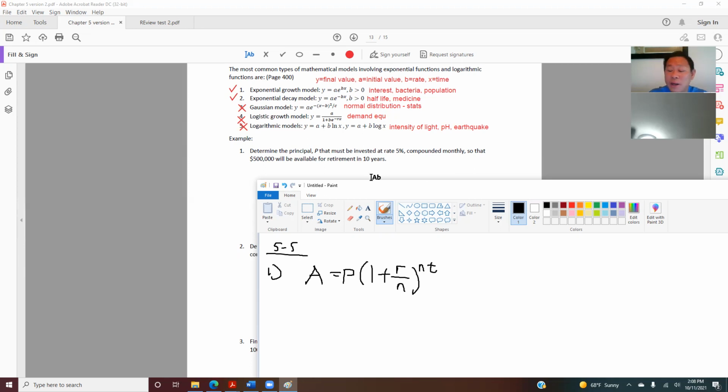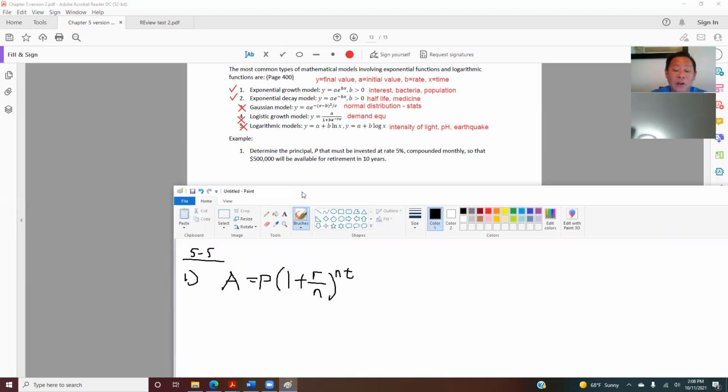I want you to read question 1 and figure out what is given to us. We need to find P. Usually they give you everything: the A, the R, the N, and the T. Read this question. Gamal, what is your A in this case? 500,000.